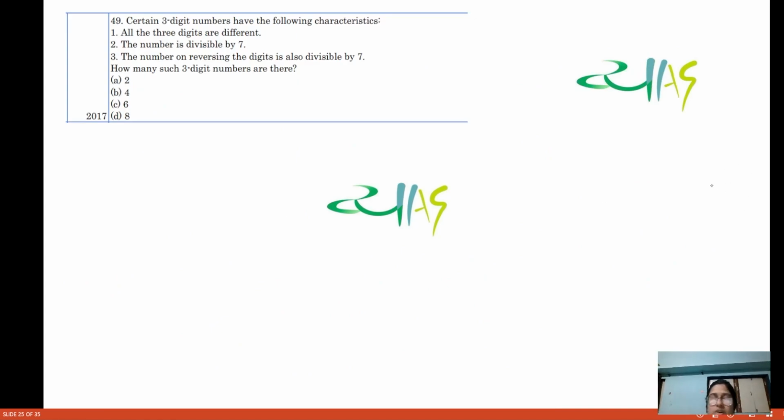चलिए, now look at this. Guys, look at this question. We are given this question. A certain 3-digit number has the following characteristics. All the 3 digits are different. The number is divisible by 7. The number on reversing the digits is also divisible by 7. How many such 3-digit numbers are there? Okay. How many such 3-digit numbers are there?